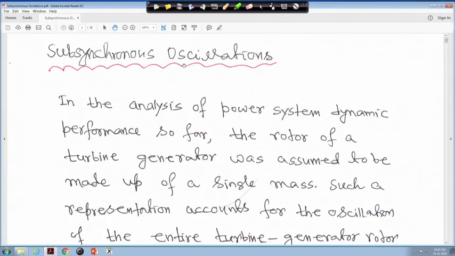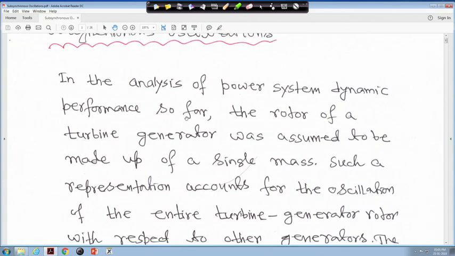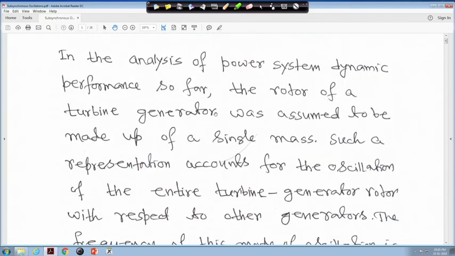Whatever we have seen previously, we have considered the whole turbine and generator combined as a single mass, and we tried to find out the oscillations with respect to other generators. But here we will do it a little bit separately, and this is actually sub-synchronous oscillations. In the analysis of power system dynamic performance so far, the rotor of a turbine generator was assumed to be made up of a single mass. We just consider that it is a single mass; we combine them together.